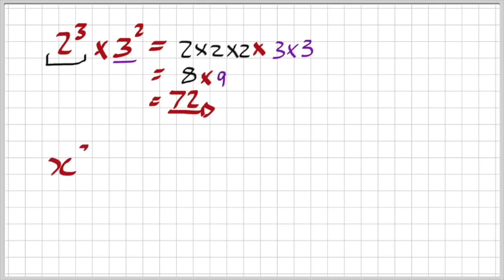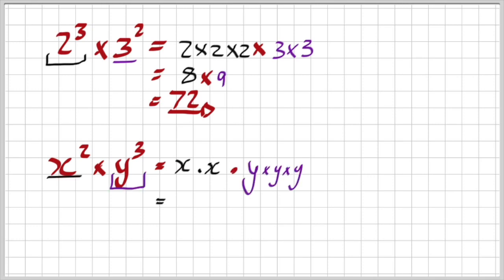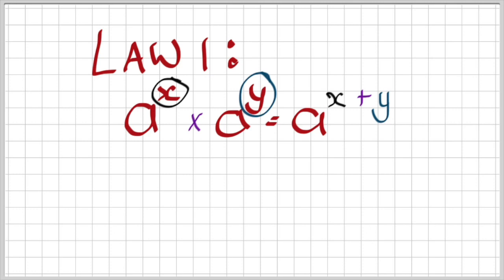So what if, ladies and gentlemen, I give you x squared times y to the 3? My bases are not the same, so I'm going to have to go to the definition. x squared is x times x. y cubed is y times y times y. But I can't write that as a single thing. Therefore, I'm just going to go back to where I started right at the beginning. And this, ladies and gents, gives me law 1.